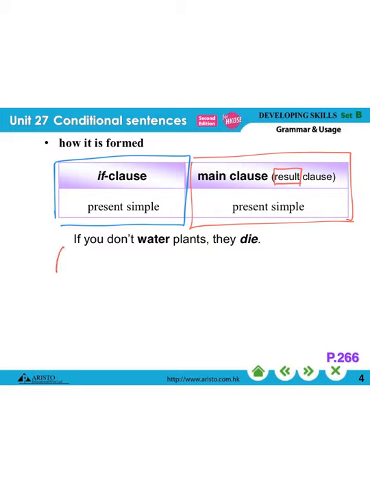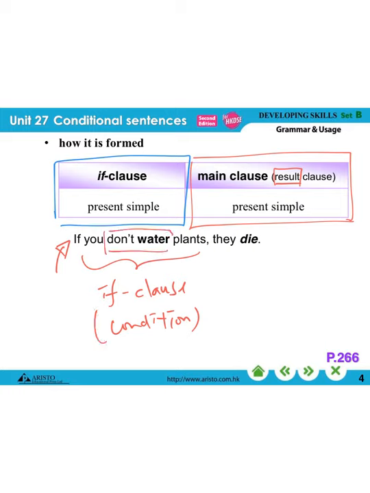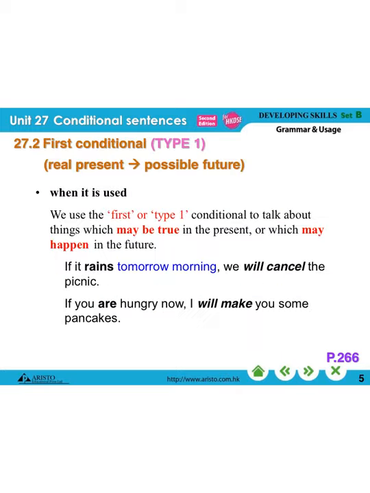If you look at this example again, for the if clause we have to fulfill this condition, and then we use simple present tense here: don't water plants. For the main clause, to talk about the results, this is something that must happen, and that's why we are also using simple present tense: they die.